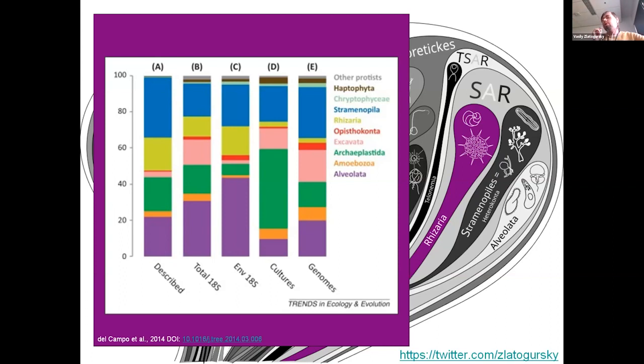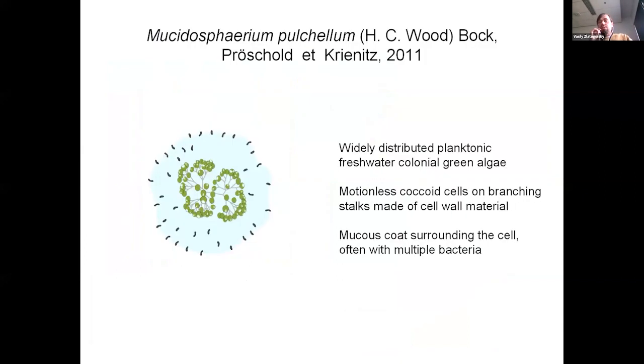So what I'm going to talk about is our attempt, our small step to fill this gap and characterize a newly discovered lineage, which is amoeboid cells infecting green algae. So let me introduce you to the green algal species, which is called Mucidospherium pulchellum.